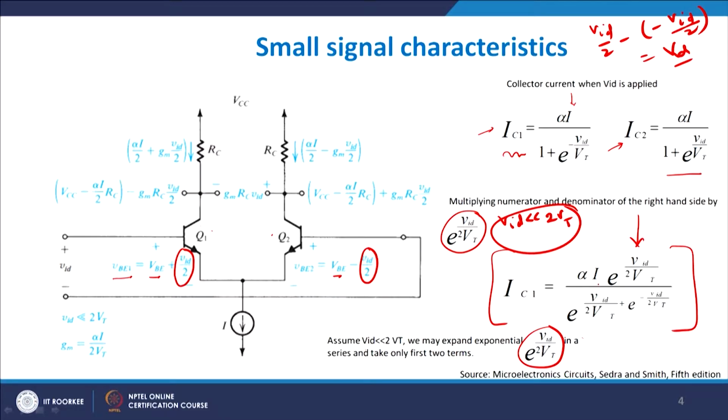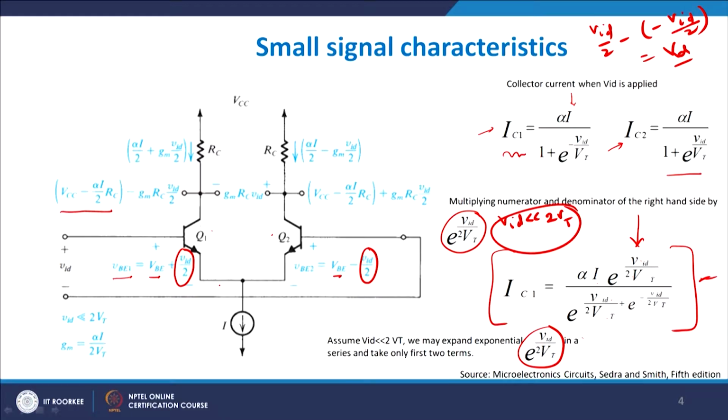I get alpha I e to the power VID by 2 Vt, plus alpha I e to the power minus VID by 2 Vt, right, and that is what I am doing here. If you look on the base side, I get VCC minus alpha I by 2 into RC. Remember why is it minus alpha IC by 2?